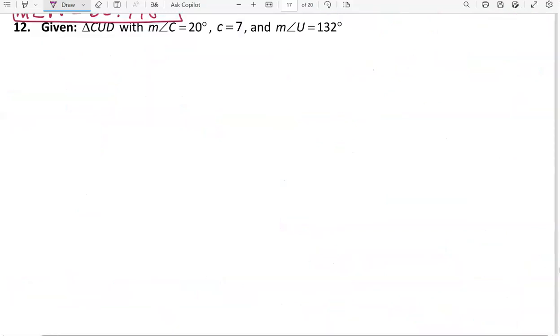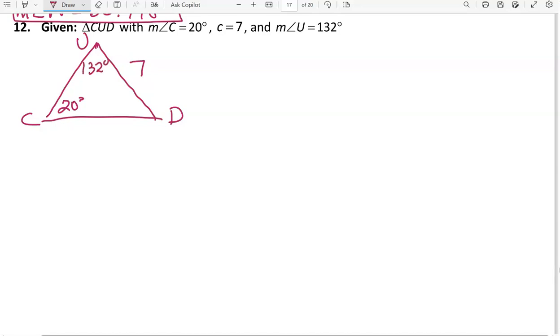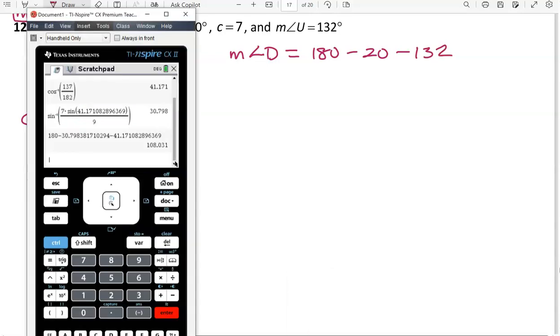Moving to number 12, triangle CUD with measure of angle C 20 degrees. The side opposite angle C is 7 and measure of angle U is 132 degrees. This is an angle side pattern of givens. Whenever you have two angles given, the easiest thing to do is to find that third angle first. So measure of angle D is 180 minus 20 minus 132. And that gives us 28 degrees.